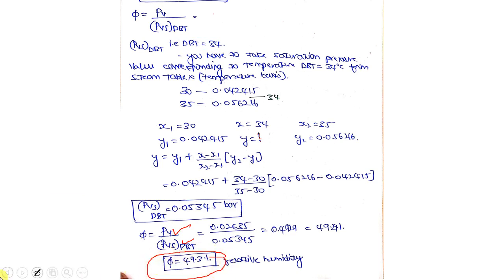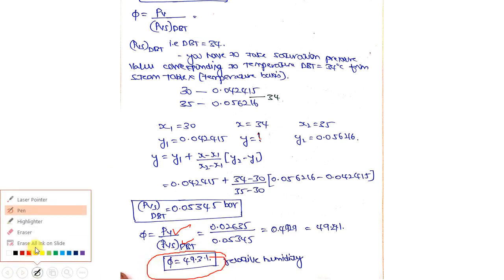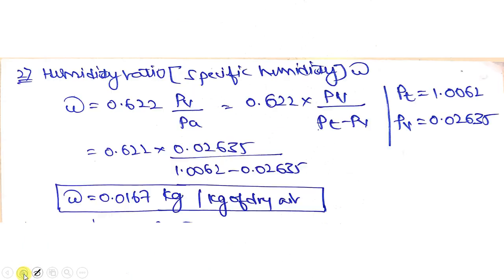Okay, next, humidity ratio. You know the value of PV, you know the value of PT, so substitute all the things, since PA can be calculated as PT minus PV. You will get the value of the specific humidity as 0.0167 kg per kg of dry air.